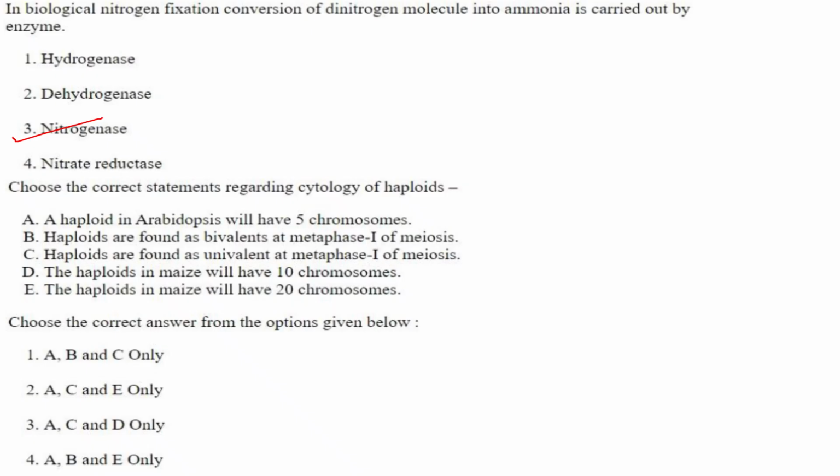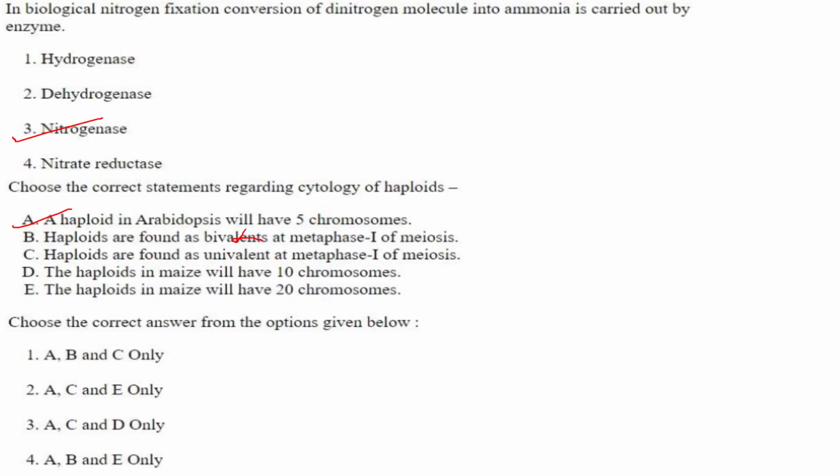Then choose the correct statement regarding cytology of haploids. So a haploid in Arabidopsis will have 5 chromosomes. Of course, the 2n number or diploid number is 10. So the haploid will have 5 chromosomes. That's correct. Then haploids are found as bivalents.